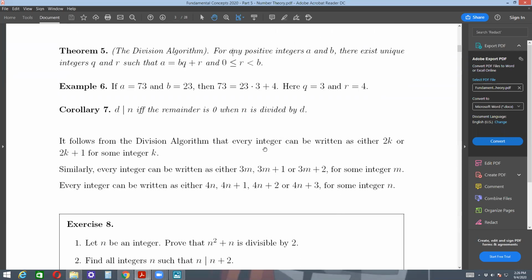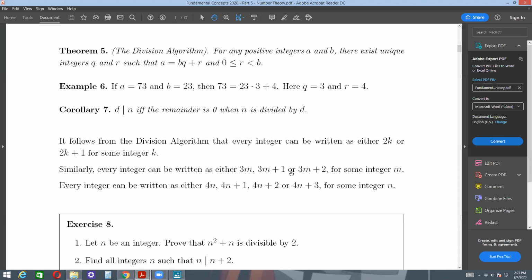Okay, so it follows from the division algorithm that every integer can be written as either 2k or 2k plus 1. Right? Because if B is 2, then the only possibilities for R are 0 or 1. So it's 2q plus R, so it's either 2q plus 0 or 2q plus 1. I'm just using k instead of q, basically.